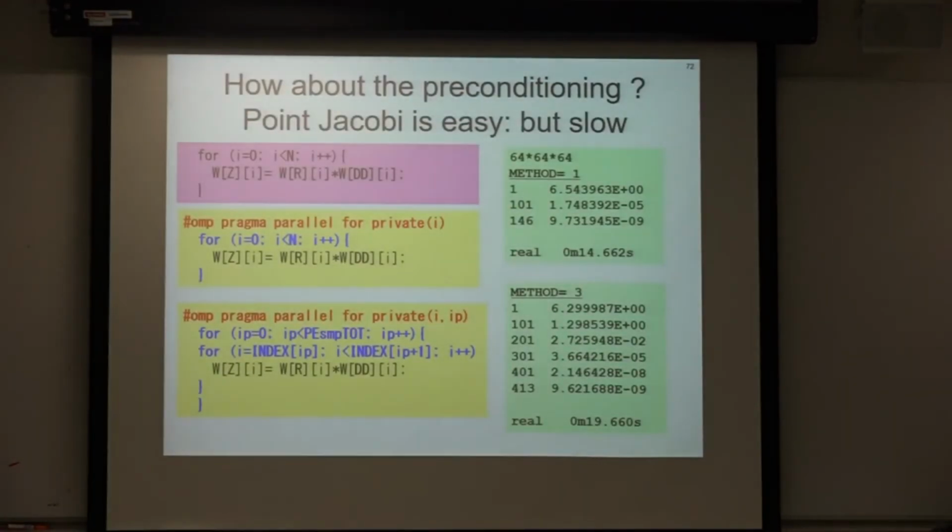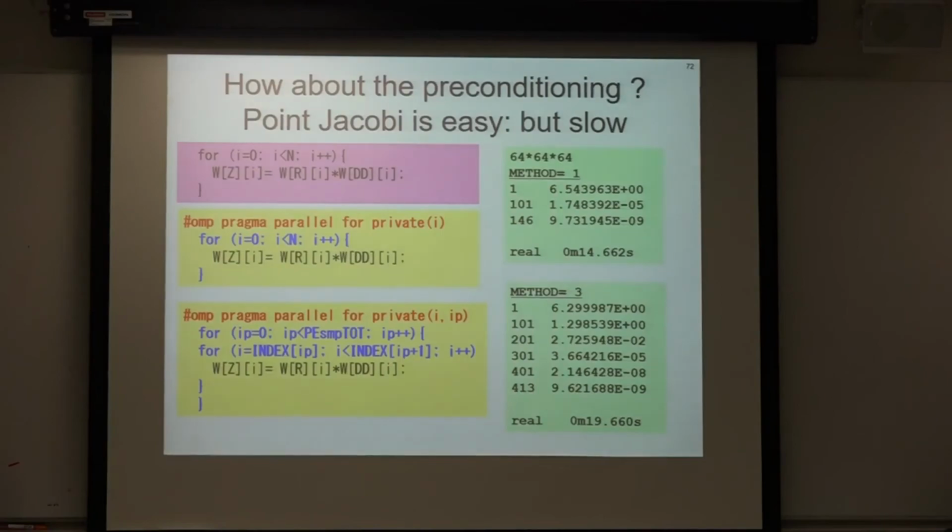Okay, so you can see, if you compare the point Jacobi and also the ICCG, this is a very small case. Basically, you need many iterations for the case of the point Jacobi. In this case, 146 and 400, so almost three times slower from the viewpoint of convergence.